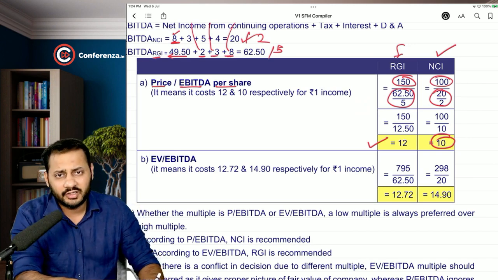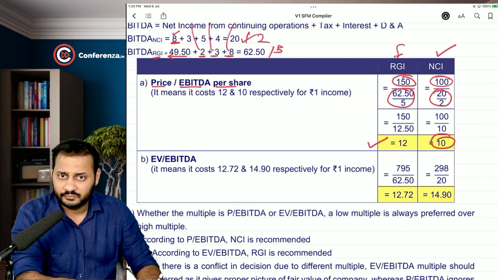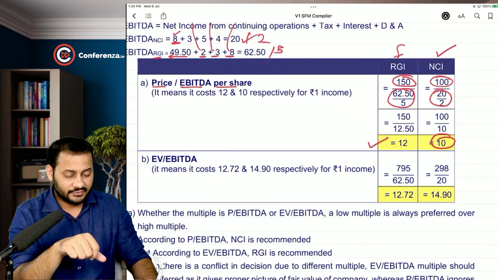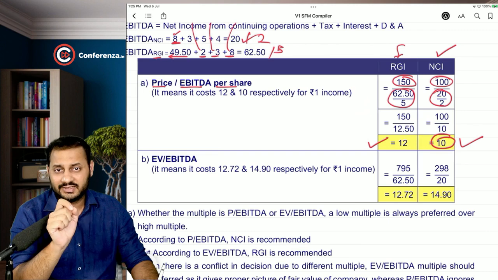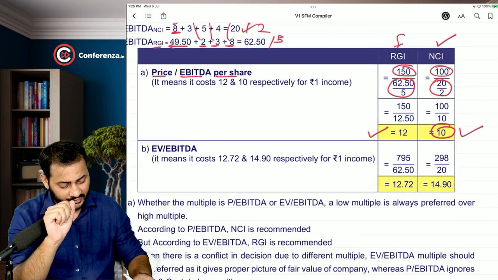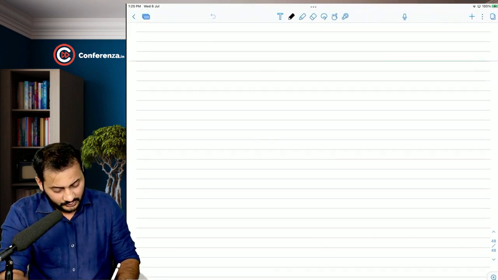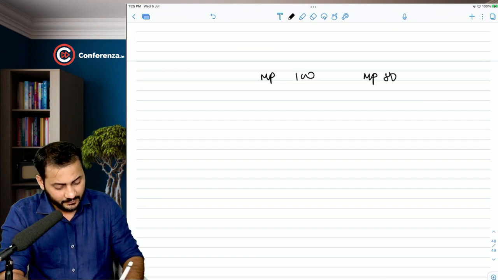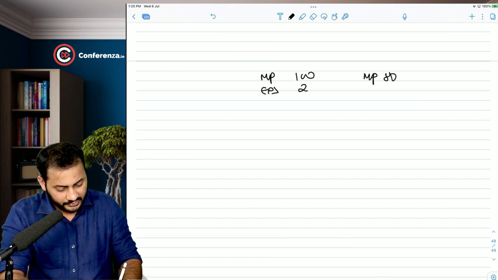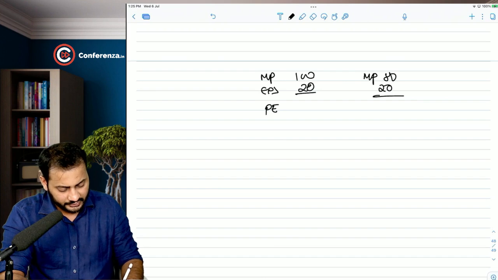How do you decide undervalued? It's very simple, sir. You are paying less for the same amount of income here. I will give you an example for that. Let's say one market price is 100, the other market price is 80. Earning per share is 20 and earning per share is 20. So we come to the P/E ratio. P/E ratio is 5 and P/E ratio is 4.